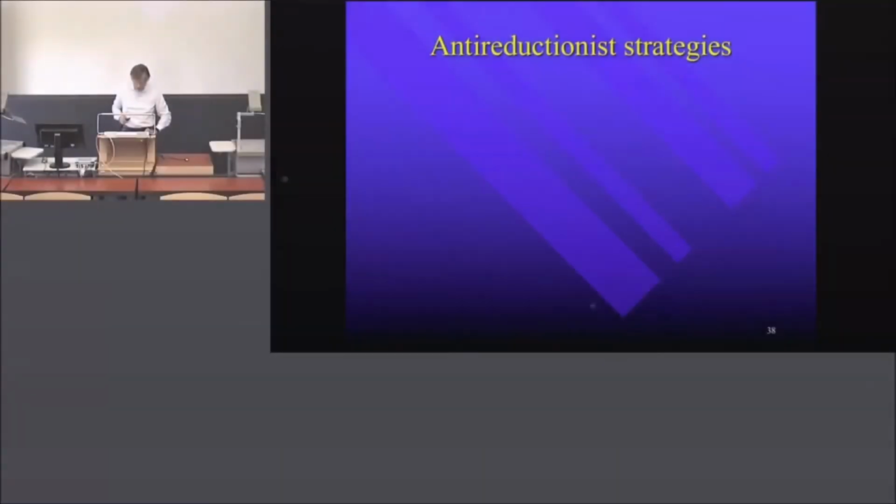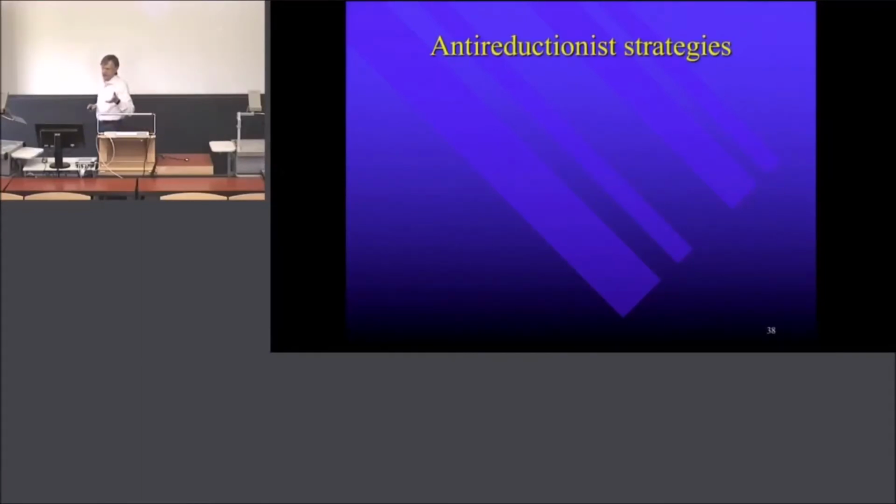If you want to argue anti-reductionism, then what sort of strategies are available to you? Again, I'm not making a full list of that, but it's an interesting thing. The first thing one has to note is the following. If you are a reductionist, so you want to reduce the upper level to the lower level, it's fairly clear what you have to do.